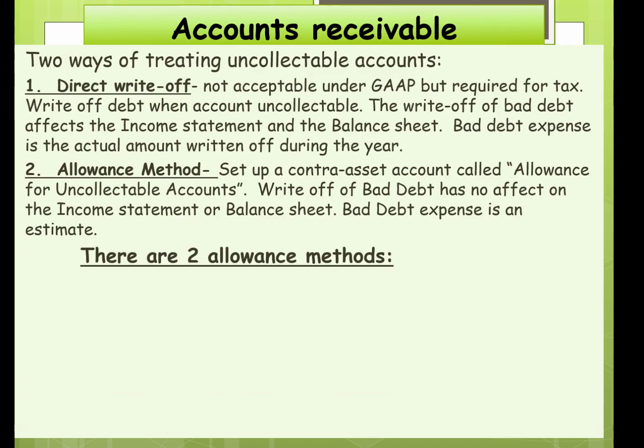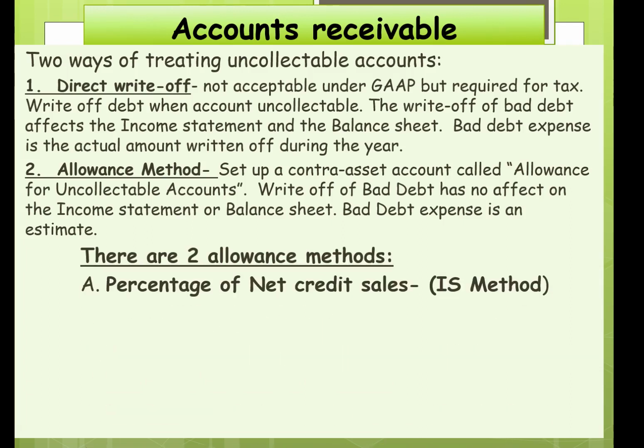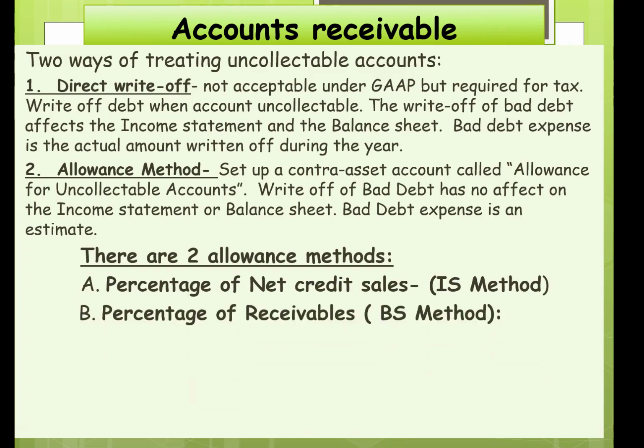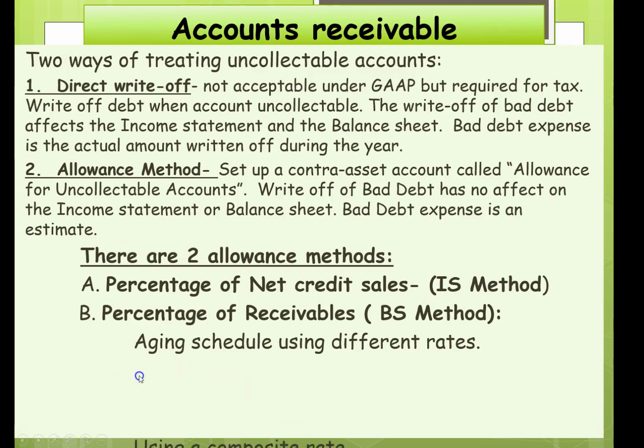Now, when we look at the allowance method, there are two methods. One is called percentage of sales, the income statement method, and the other is called percentage of receivables, a subset of which is the aging schedule using different rates. Those are called the balance sheet methods. Or you can just use a composite rate, which is what you're doing when you age the accounts receivable. The assumption under aging is the older they are, the less likely you're going to get paid.